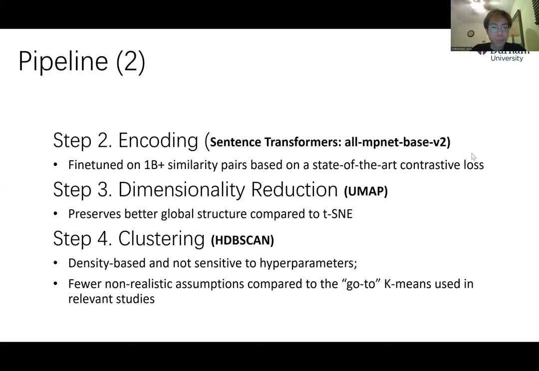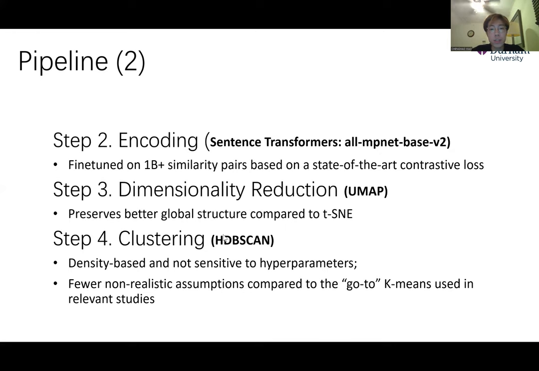For dimensionality reduction, we leverage UMAP, which preserves better global structure compared to other popular dimensionality reduction approaches such as t-SNE and older ones like PCA. So UMAP projects higher dimension clusters into lower space, preserving better global structure, meaning that clusters that are far away from each other in high semantic space will be preserved at a similar distance in lower dimensional space.